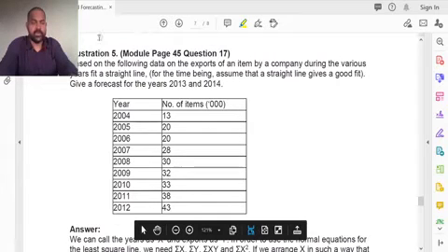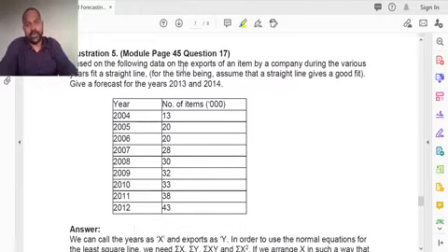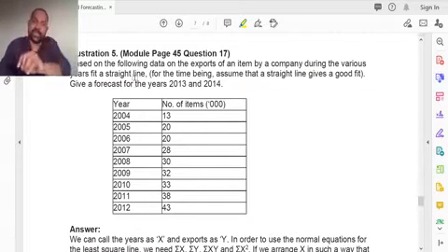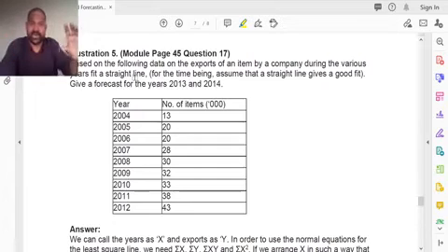What does the question say? The question says, based on the following data on the exports of an item by a company during the various years, fit a straight line. For the time being, assume straight line is a good fit. You know what this means? Fit a straight line is get a relationship of X on Y in a line. So Y is equal to A plus BX is a straight line. For the time being, assume that straight line is a good fit.